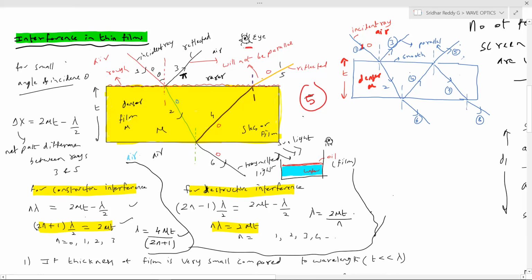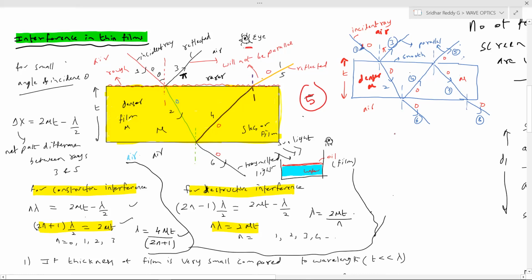So the ray 3 is reflected by a denser medium, phase angle pi. Due to transmission, the refracted ray 2 will not undergo any phase change. So what should we write? 0. Then this is again air, so no phase change, 0, 0. What about here? This will be 0, because due to transmission, no phase change. Again, this should be 0.